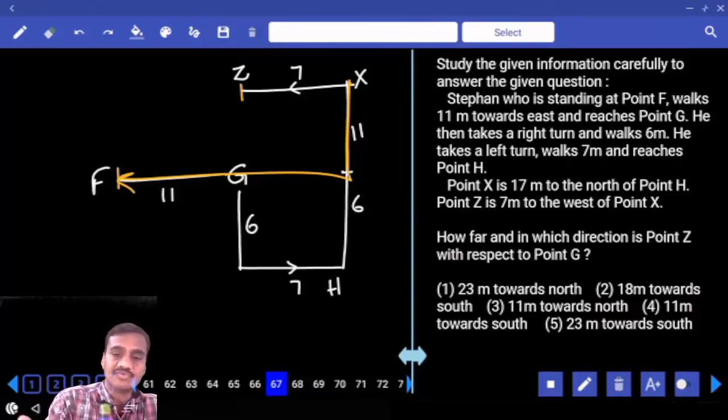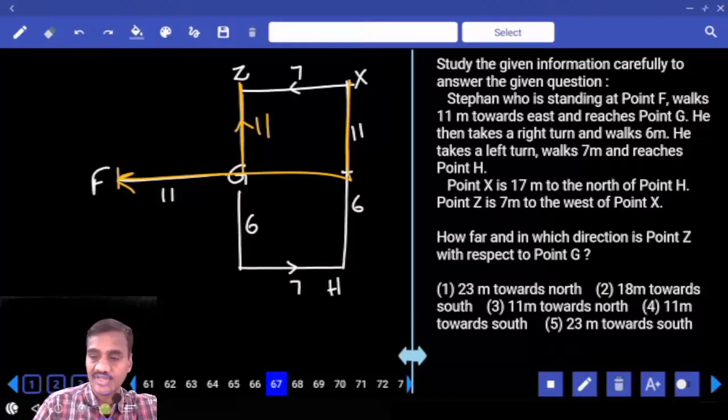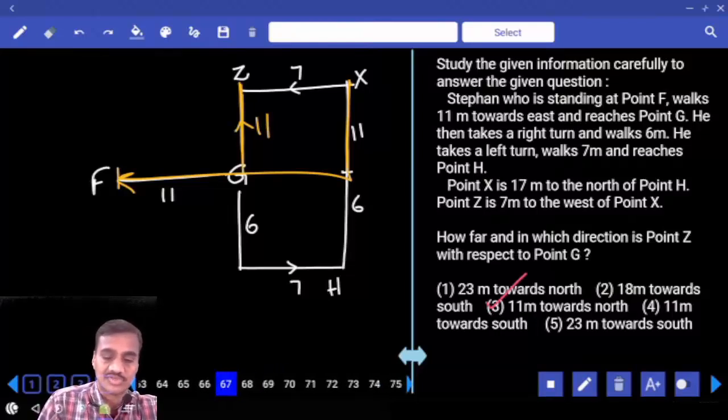And coming to question number 67, how far and in which direction is Z with respect to G? Now the distance between these two, tell me what is the distance we have? 11 meters. 11 meters towards which direction? North, that is choice 3. Question number 67, 11 meters north.